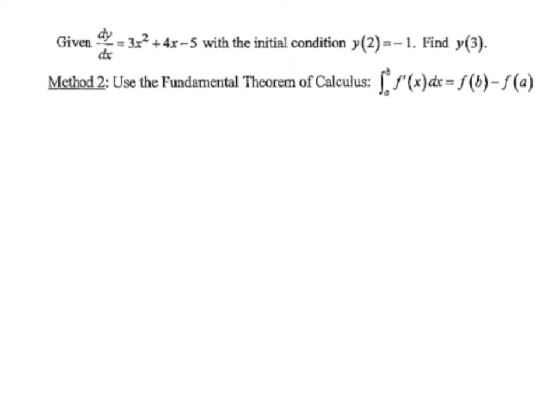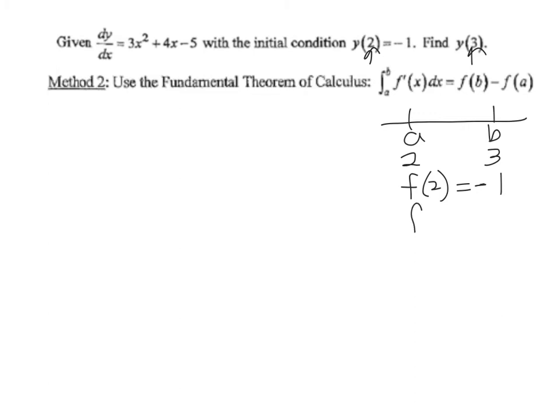Now we need to think, what is a and what is b? Well, a and b are always used as an interval on the x-axis from a to b. So if I look here, the x values are 2 and 3. So in this case, a will be 2 and b will be 3. The other thing that we know is that F of 2 is negative 1, and we're being asked to find f of 3. So that's our unknown. So what we want to do first is rearrange this a little bit so that we have f of b on one side and everything else on the other.